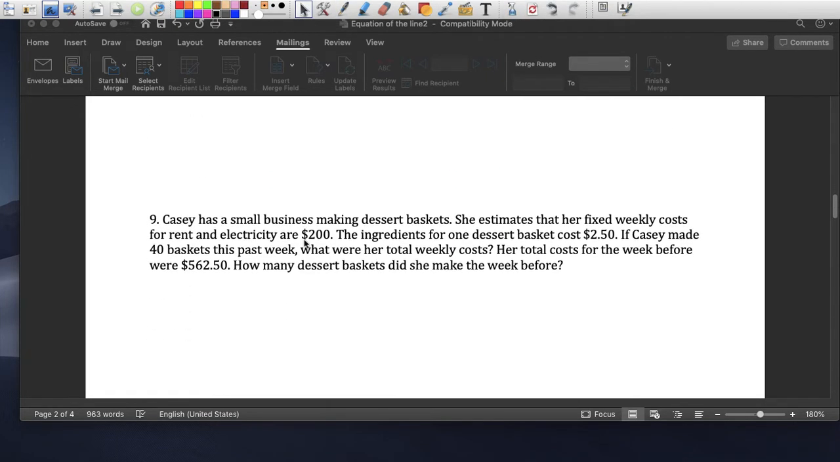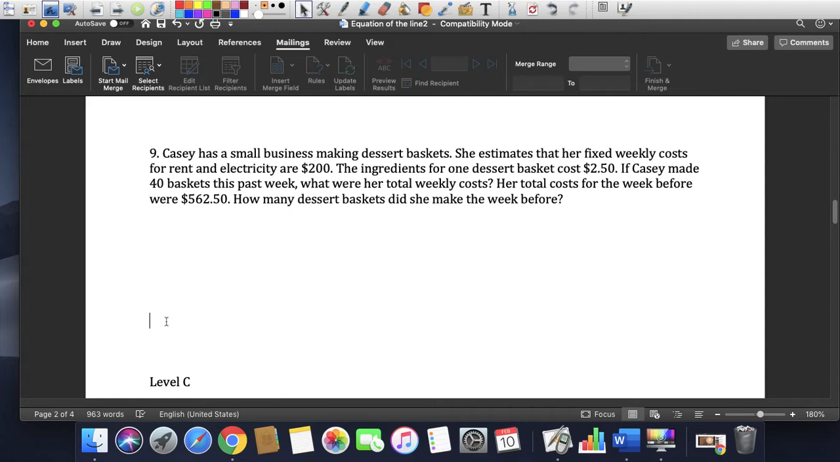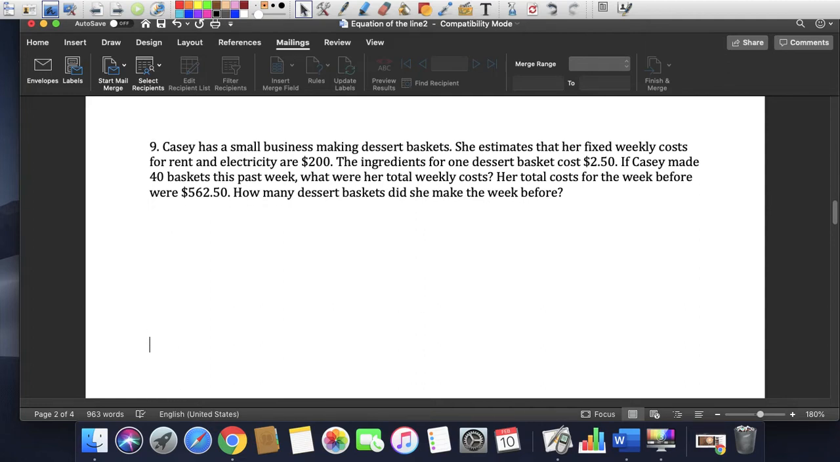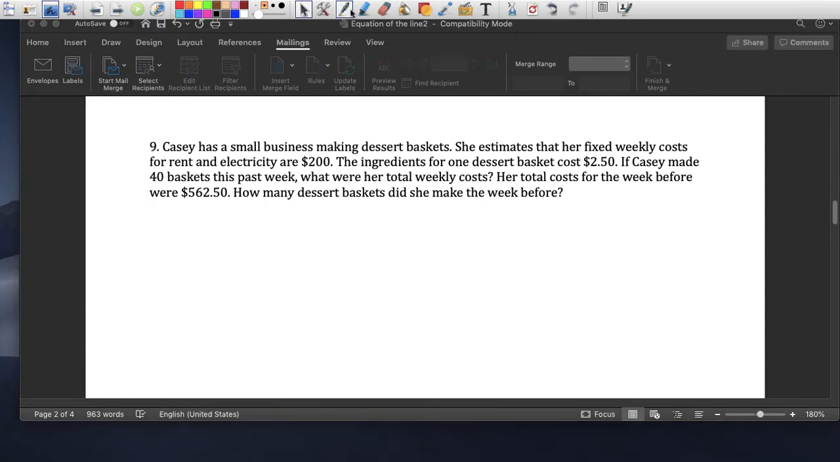That was easy. 9. No, not this one. Okay, so every week she wants to calculate her costs, right? So this is her baskets. She makes dessert baskets. This is the money, and this is the number of baskets that she makes. So this is her cost.